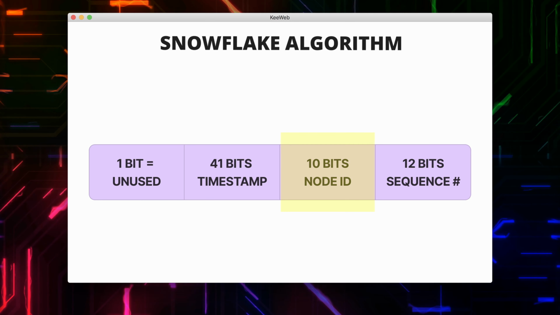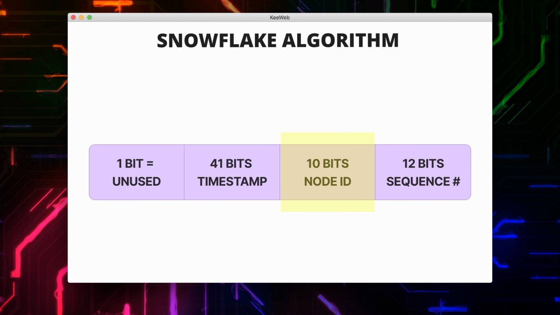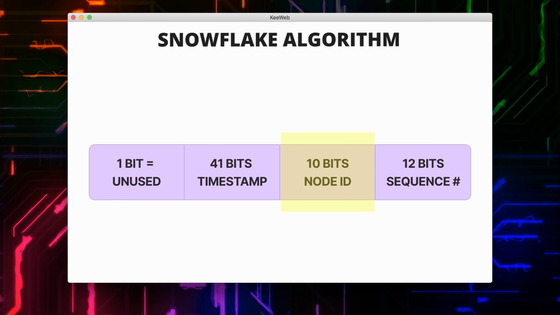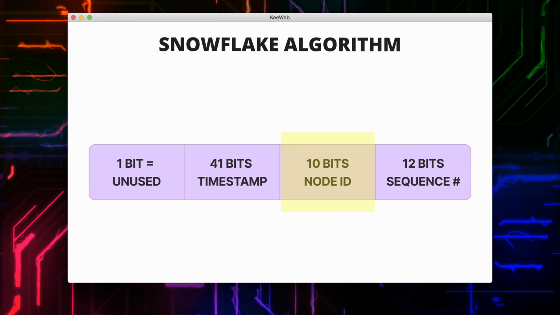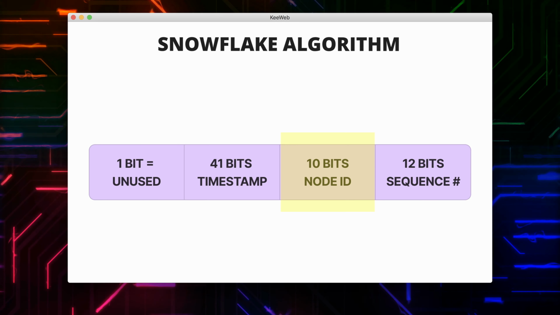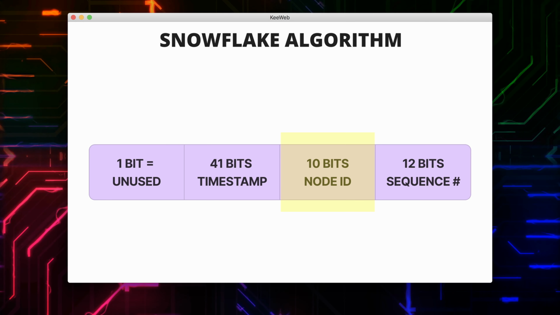The next 10 bits are for the node identifier. Each machine in the system should have a unique identifier. This can be achieved through a configuration file, environment variable, or a dynamic registration service. With 10 bits, it supports up to 1024 unique machines in the system.